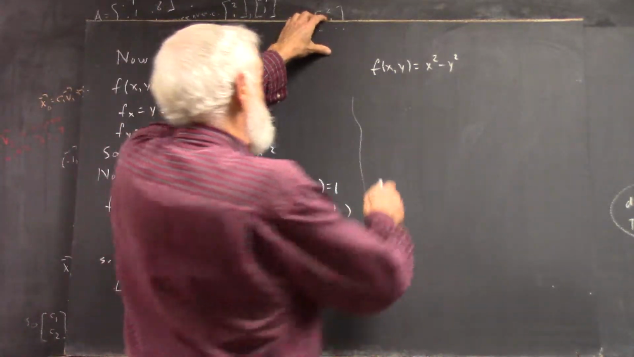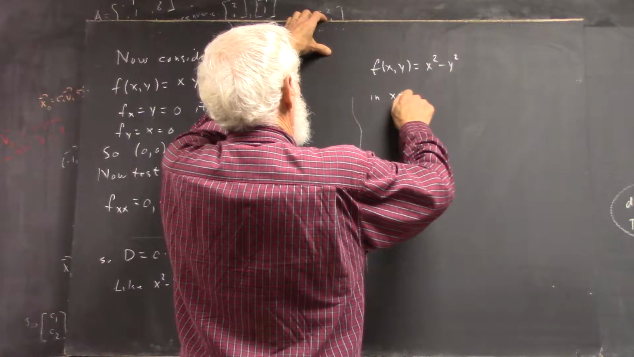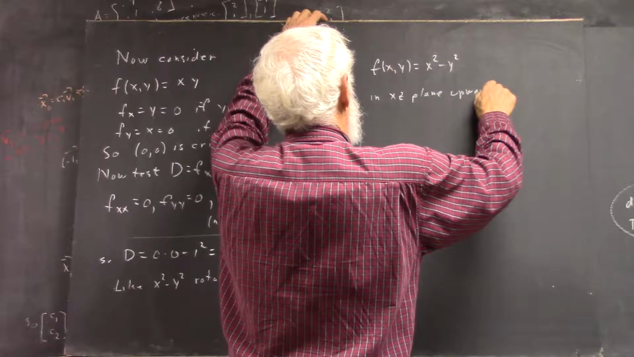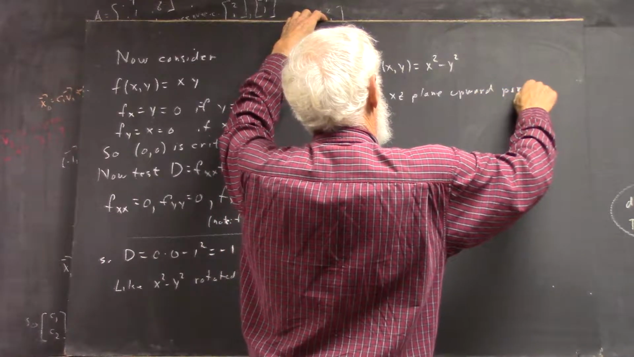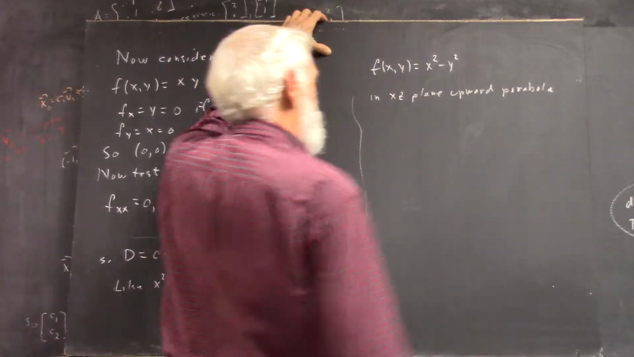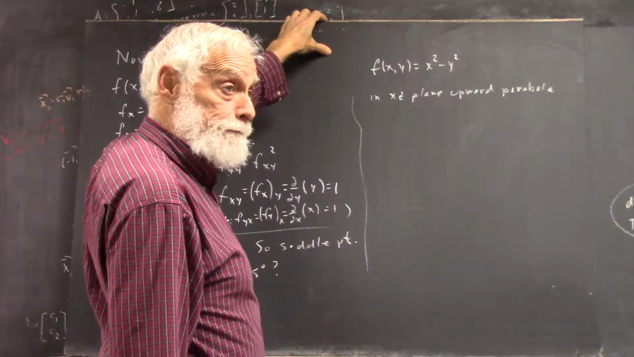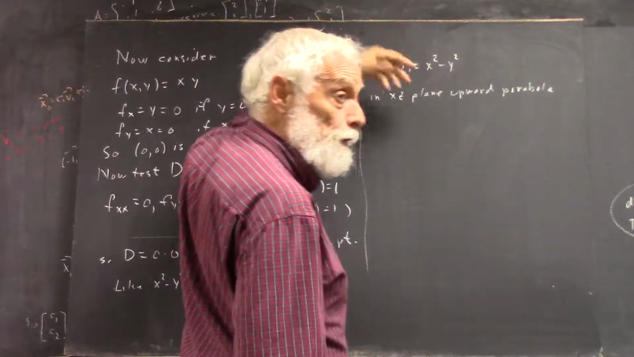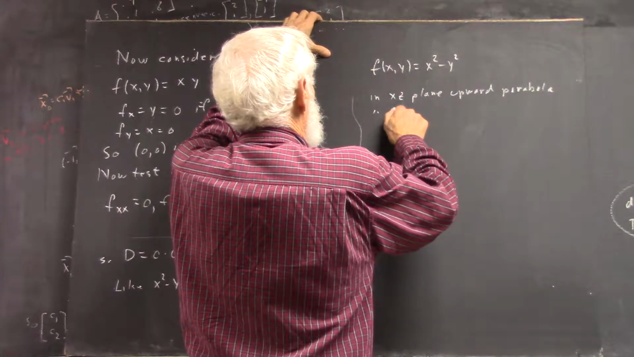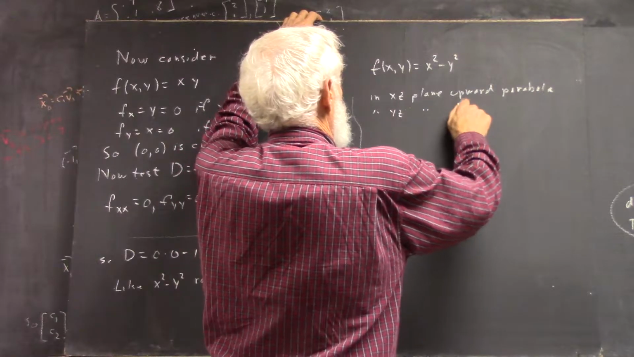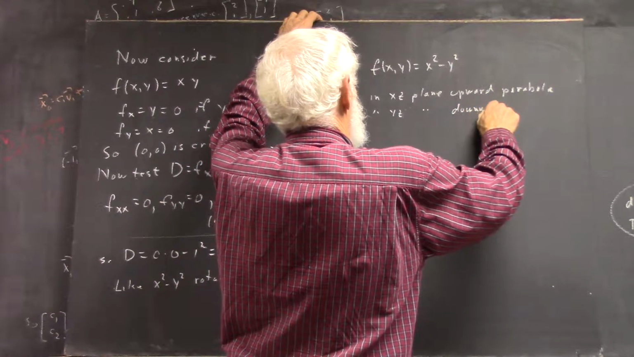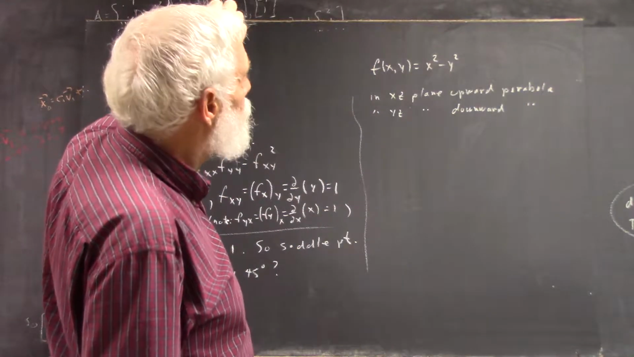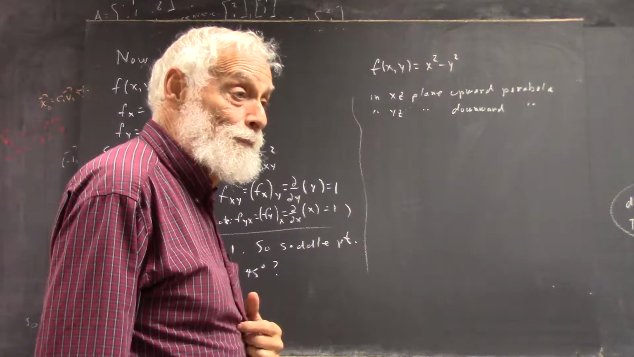First of all, in the XZ plane, it's an upward parabola, right? And we just do the slice. If y is 0, you get z equals x squared. That's an upward parabola. And in the yz plane, x is 0, of course, so it's a downward parabola. Okay? So this should give us a result very quickly.